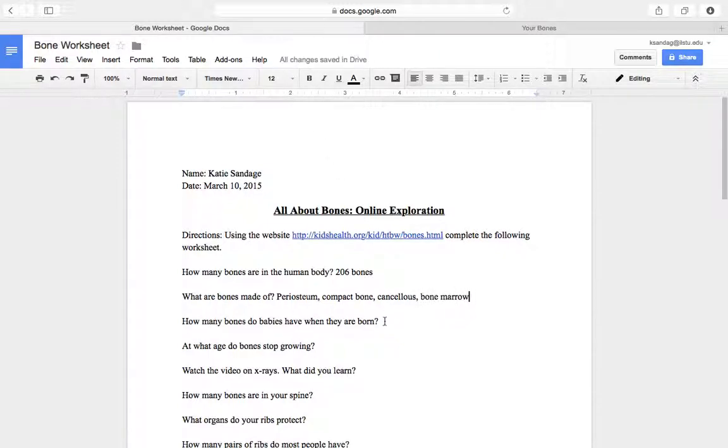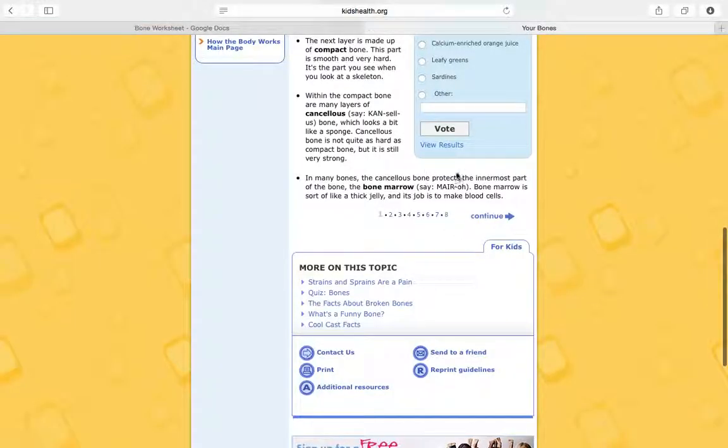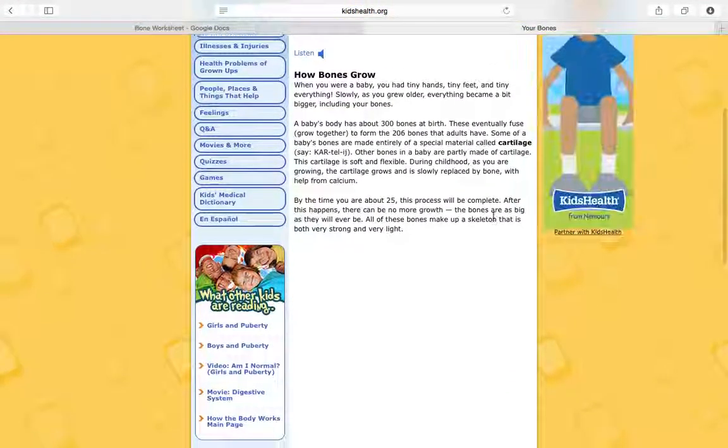I'm going to go ahead and read my next question. How many bones do babies have when they are born? Now, since I've gotten to the end of the page, I'm going to go ahead and click on the continue arrow and go on to the next page.